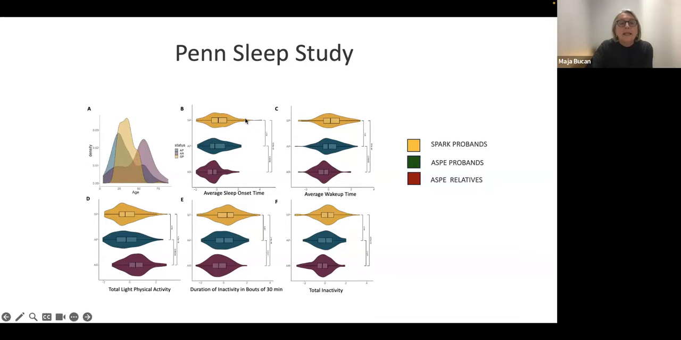There are two categories of traits that I want to illustrate to you here. First of all, delayed sleep onset in individuals with autism in comparison to unaffected individuals who do not have autism, and corresponding to a late sleep onset, also a later wake time. However, we have also detected as significant several traits related to physical activity, specifically in individuals with autism: we detected lower level of physical activity and higher duration of inactivity bouts of 30 minutes.